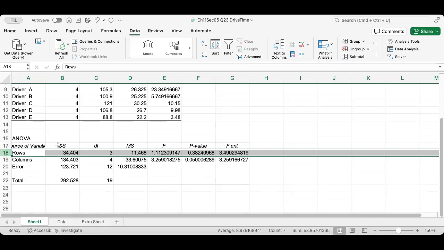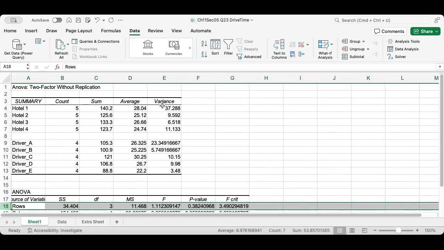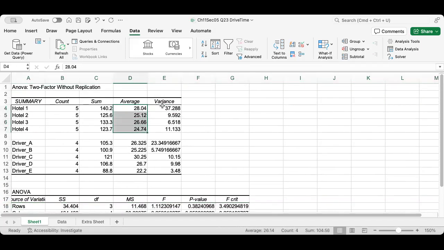If we go back and look up here, the averages aren't all that far apart. The variances are pretty large, but the means aren't all that different. So I can't say that if you pick hotel 2 over hotel 3, you're going to get there a lot faster, because the variance in hotel 2 is larger. The variance in hotel 3, even though the average in hotel 2 is smaller than the average in hotel 3. So it might still take you longer to get to hotel 2 than it did to hotel 3.